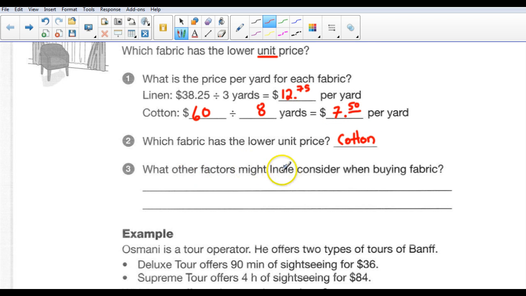Okay, so what other factors might Indy consider when buying fabric? Well, certain things we have to consider are the choice of the customer, quality, because I'm assuming that if something costs more money, it's higher quality. Maybe we have to take into account color. Those are some things you have to consider when you choose what you want to use, and that's obviously up to the customer. They can choose the expensive linen or the cheaper cotton depending on what they want.